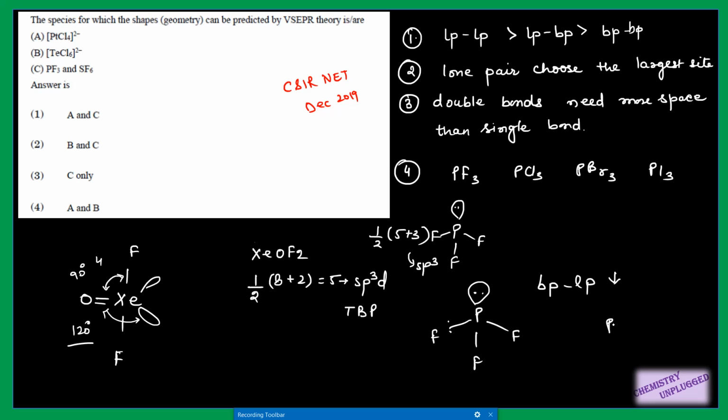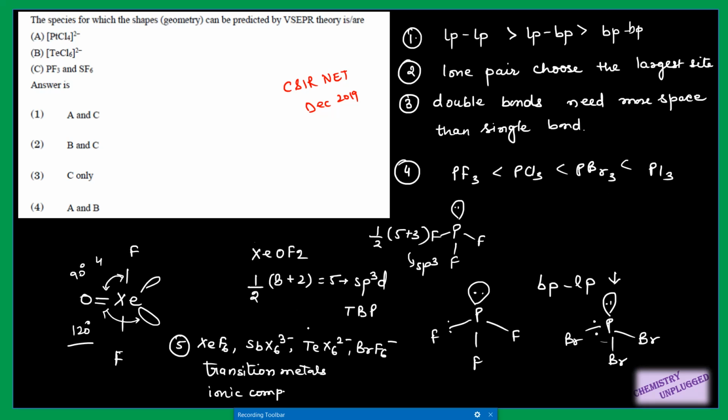And in this case, suppose I am taking PBr3. In this case, the shared pair of electrons will be close to phosphorus, meaning this lone pair bond pair repulsion will be there, and this lone pair will not expand too much, so the bond angle will be larger. So the correct order of bond angle will be like this.